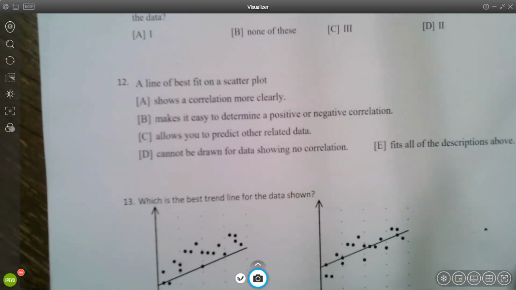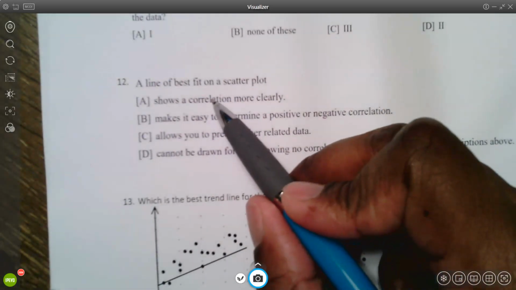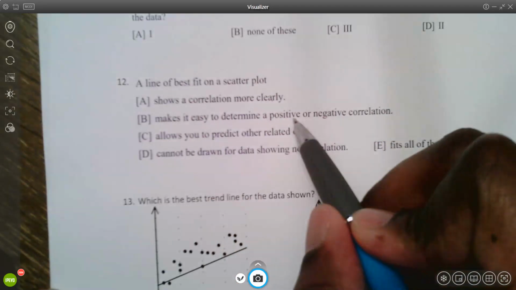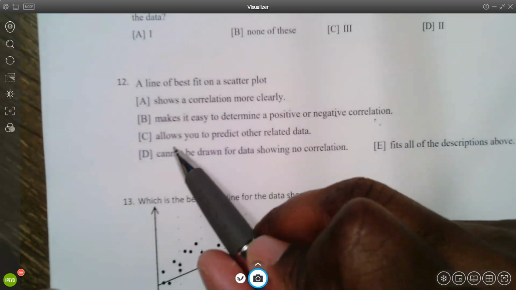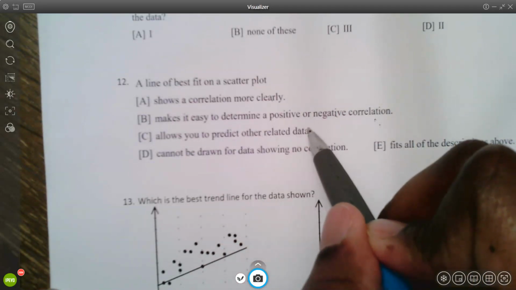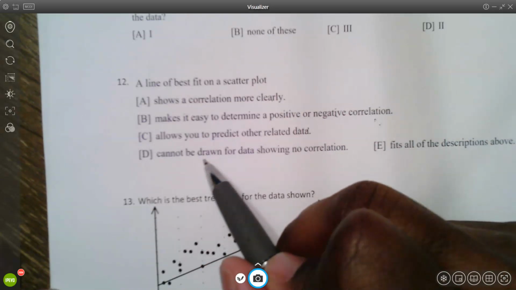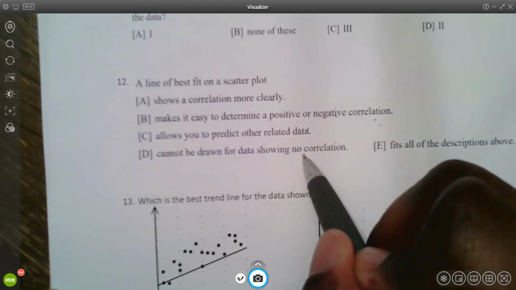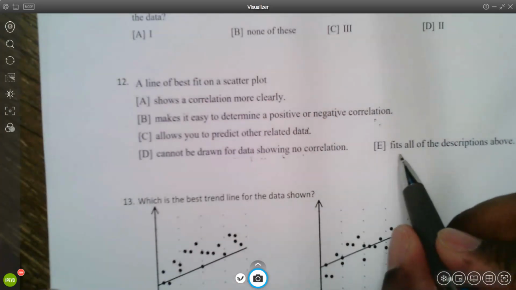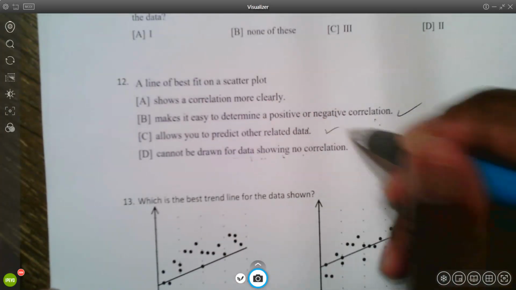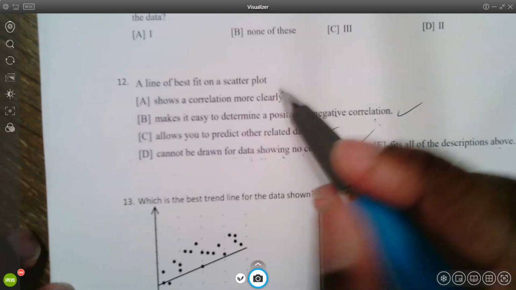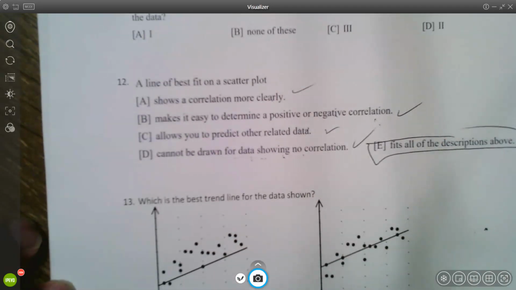Number 12 says the line of best fit on a scatter plot. A, shows correlation more clearly. And B says it makes it easy to determine a positive or negative correlation. That's definitely true. Allows you to predict output. That's definitely true. D says cannot be drawn for data showing no correlation. And this is true. You cannot draw a line of best fit if you have no correlation. The next one says fits all descriptions above. So we knew all these were true. Let's reread this one. Shows the correlation more clearly. Well, yeah, that's pretty true as well. So the best answer for that is E, all of the above.